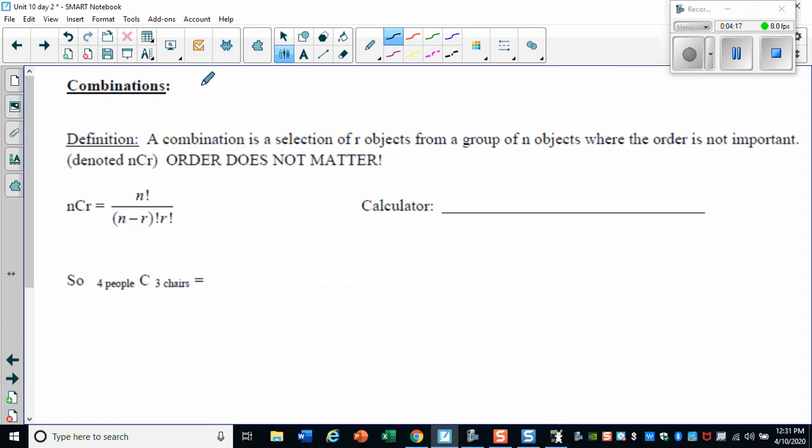So remember, permutation, order matters. Combination is where order doesn't matter. So it's a selection of r objects from a group of n objects. So basically, in this case, we had 3 people from a total of 4 people. All right, so we had 4 people, but we only wanted to choose 3 of them.